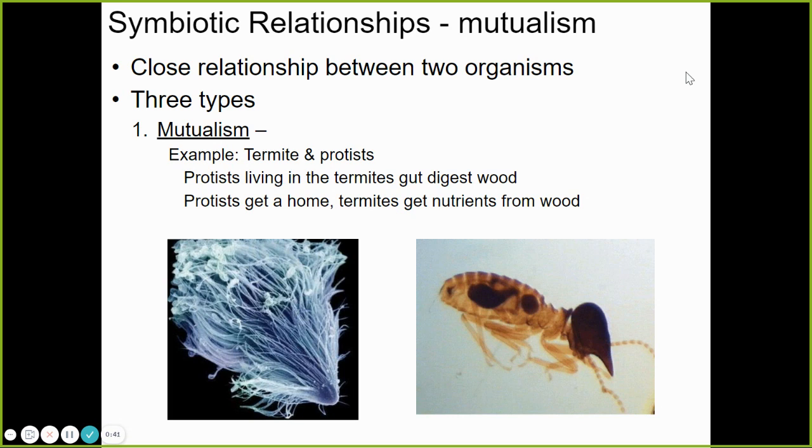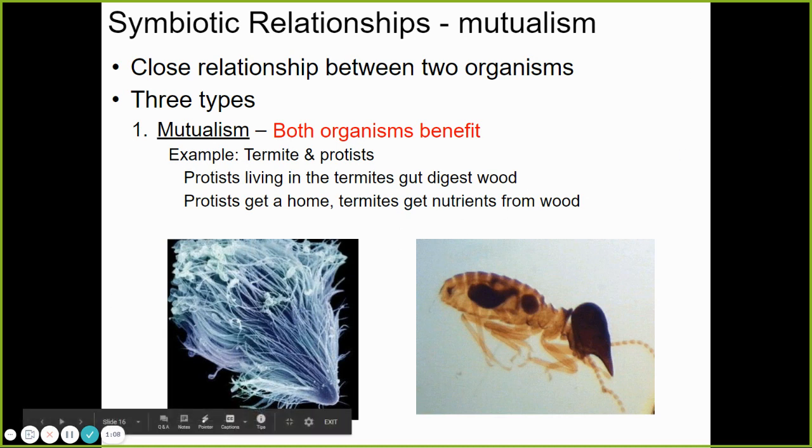One type is called mutualism. And mutualism is a relationship when both of the species that are involved are both benefiting, they're both getting something positive out of the relationship. A great example of this is the termite. So you probably have heard of termites, and you probably know that they can eat through wood, and can basically destroy even a whole house if there's a bad termite infestation.